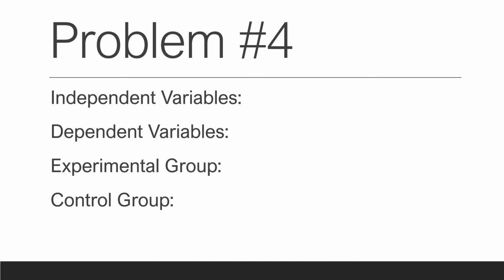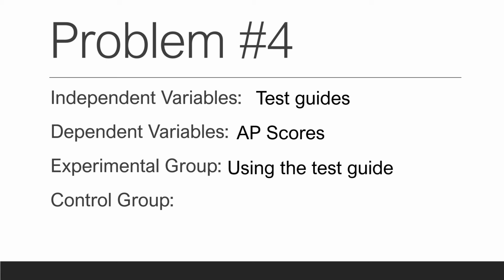So this teacher wanted to see the effect of the use of a test guide on the AP exam scores. The independent variable is the use of test guides, and the dependent variable is the AP exam scores. The experimental group is the group that got to use the test guides on the in-class exams, and the control group did not use that test guide.